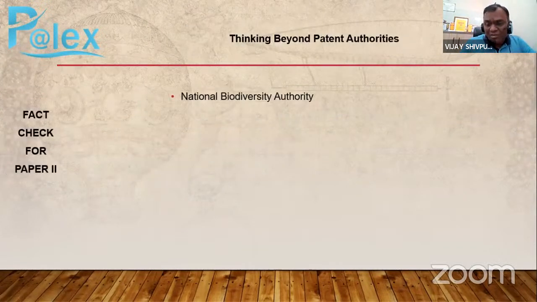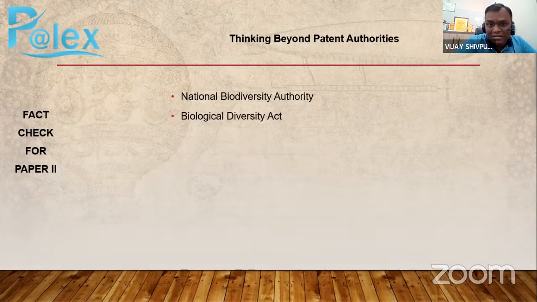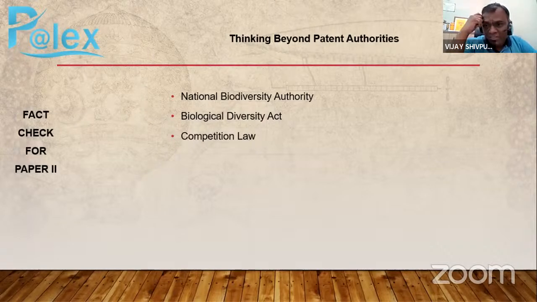So, the National Biodiversity Authority. Second is the Biological Diversity Act, for the protection of microorganisms. The third one is competition law. Yes, there is something directly connected to competition law in the Indian Patent Act. You need to know how the Competition Act and IP are two separate things, but when are they connected?